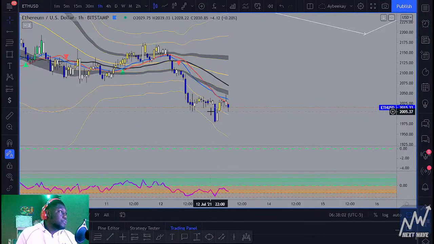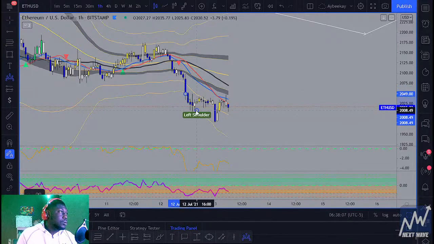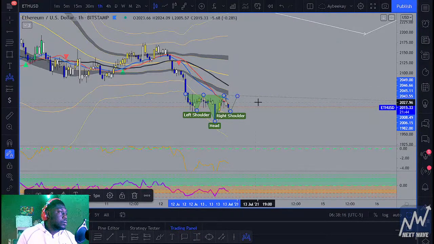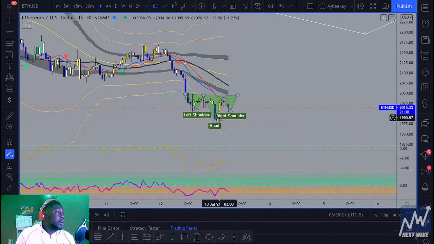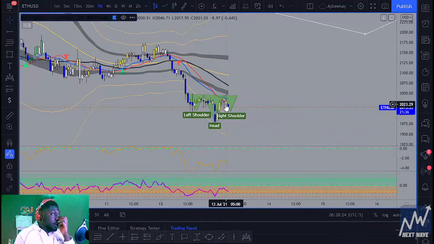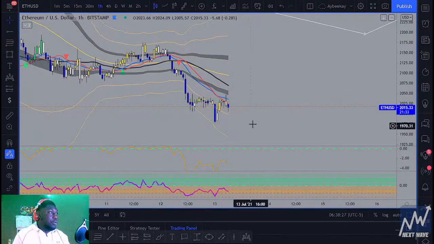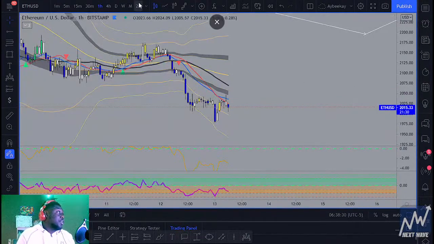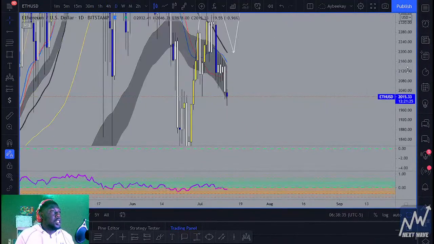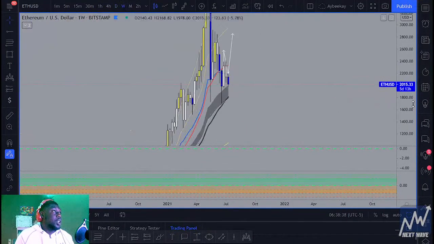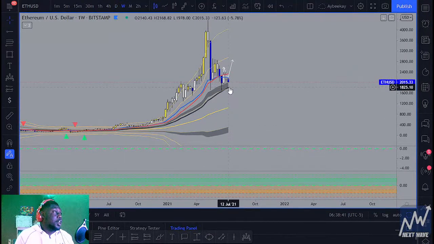Inverted head and shoulders could possibly play out here though. I see it. There you go. Inverted head and shoulders can play out right here for Ethereum, so this can go bullish. Like I said, I'm not looking for that personally. If anything, I'm just gonna play off of Ripple again. 4-hour time frame, very bearish. Daily time frame, still bearish, and weekly time frame, it's bullish. It's still holding up over the RSI line.